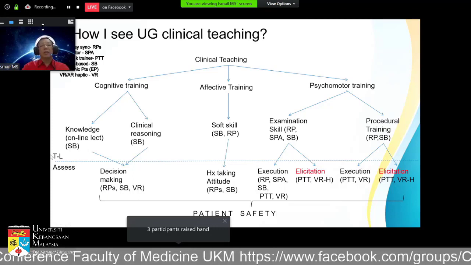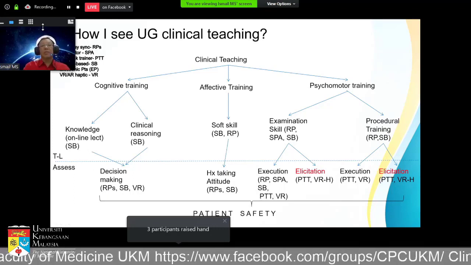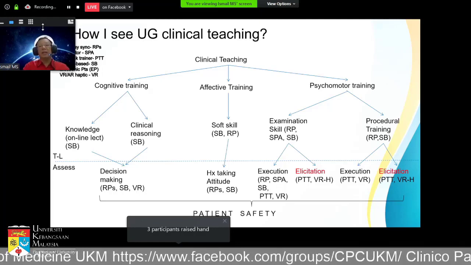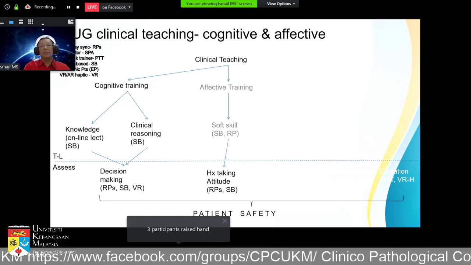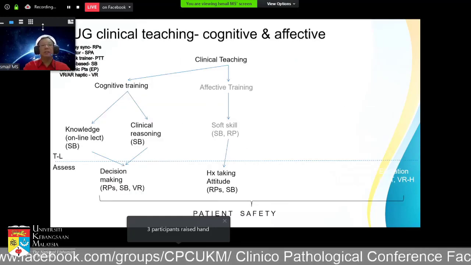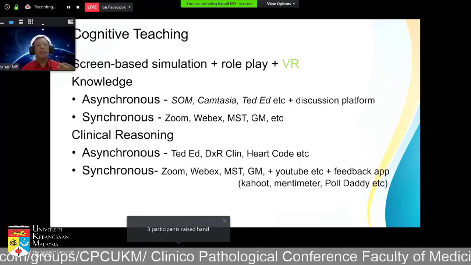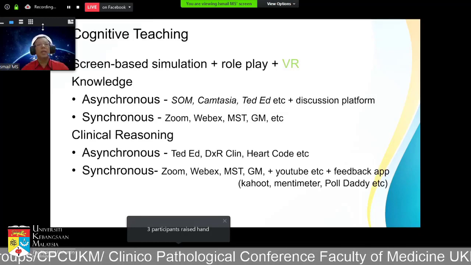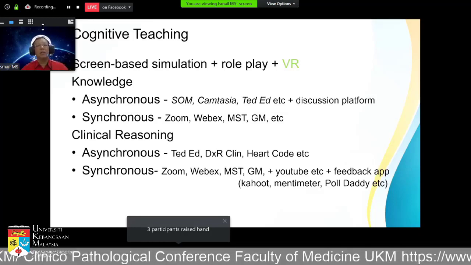The top one is on teaching and learning. The bottom one is on assessment. How can we do that? So I think the black mark is not difficult, but the one in red is the challenge. Now let's see the teaching and learning on cognitive. These are some of the things we can use: screen-based simulation, role play simulation, plus VR. These are all the modalities of simulation that we can use here.